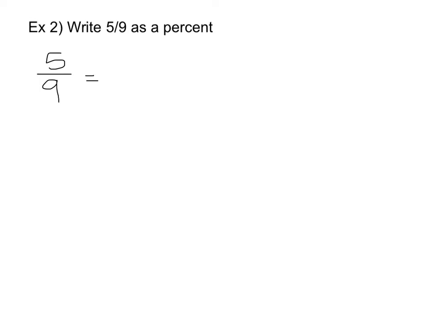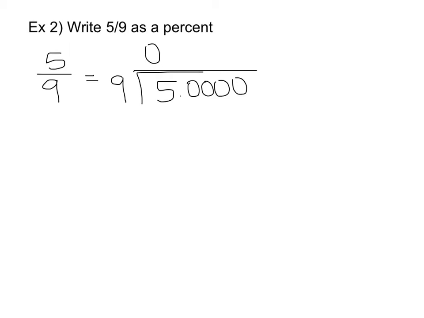Again, I'm going to show you two different ways. The first way we are going to do is going to be the division. How many groups of 9 wholes can you get out of 5? You can always add a decimal and as many zeros as you want after any whole number. So now 9 goes into 5 0 times, 9 goes into 50 5 times. Remember, your decimal is going to go straight up.